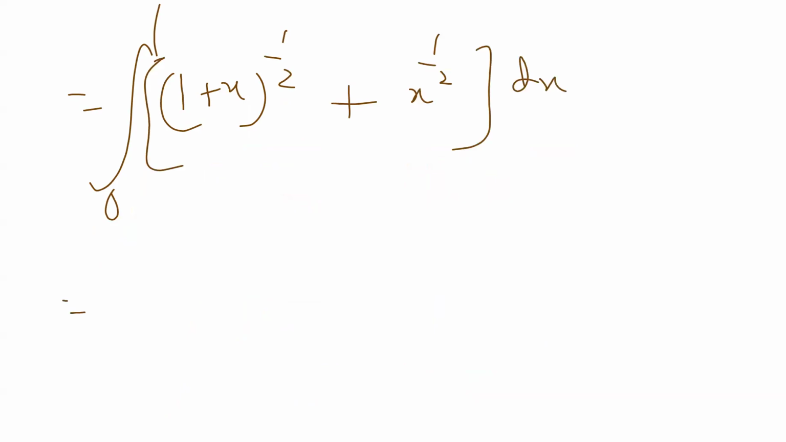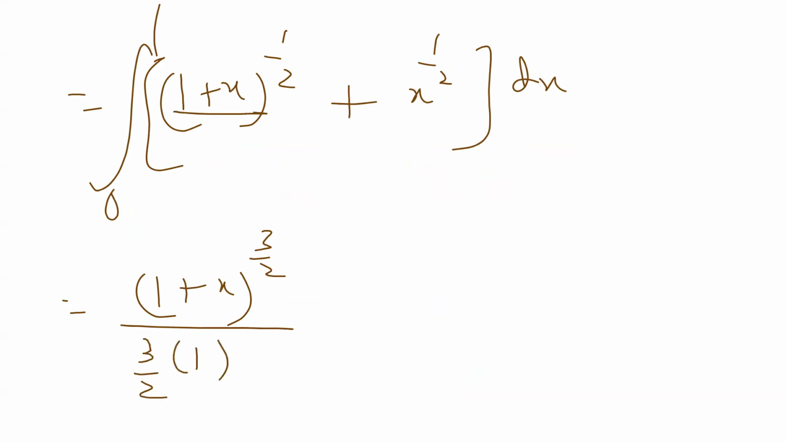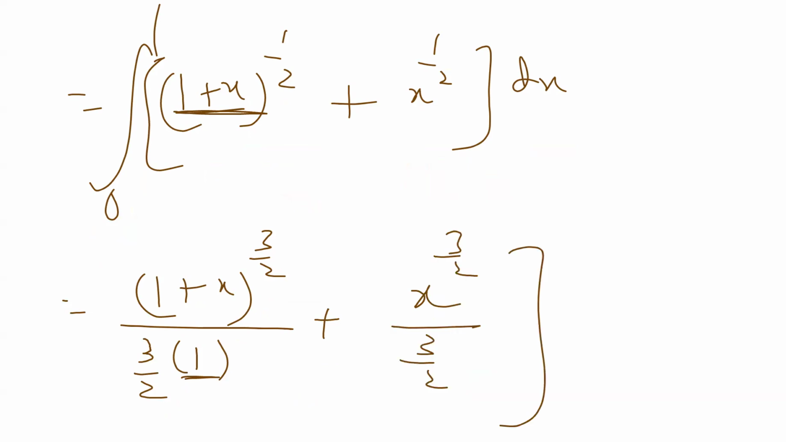So integral from 0 to 1 of 1 plus x raised to half plus x raised to half dx. So 1 plus x raised to half plus 1, that is 3 by 2, upon 3 by 2 into 1. Why into 1? Because the derivative of 1 plus x is 1. Chain rule. And this will be x raised to 3 by 2 upon 3 by 2, limits 0 to 1. X raised to n plus 1 upon n plus 1. No chain rule in the second part because x is x. So 2 by 3, this 2 will go up, this 2 will go up, 2 by 3. That I can take common from both the terms.